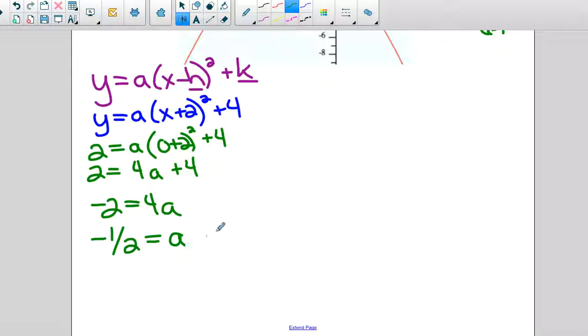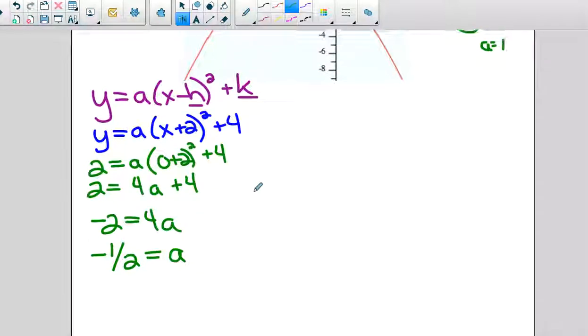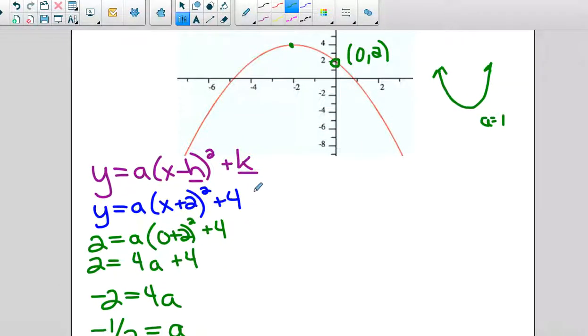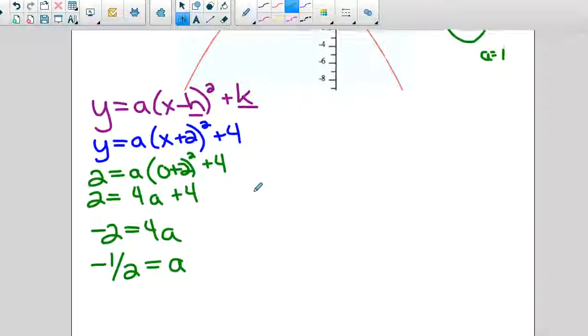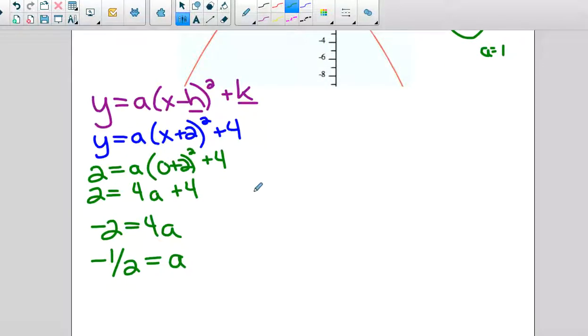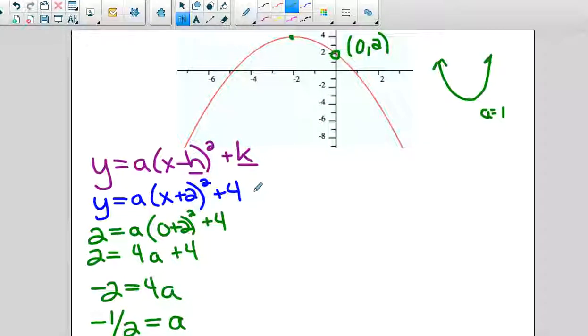And that's basically going to be my answer, right? So I use 0, 2, and that's what I get. So again, that's not the final answer. The final answer is to write the equation of this graph.